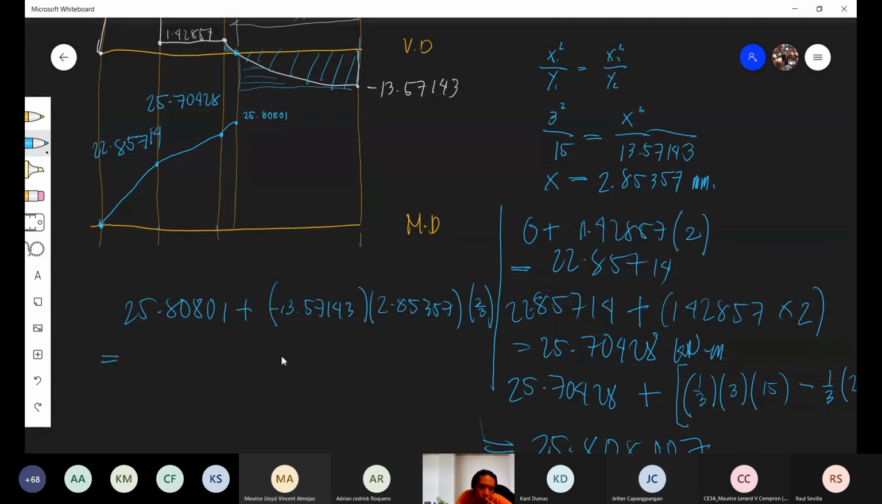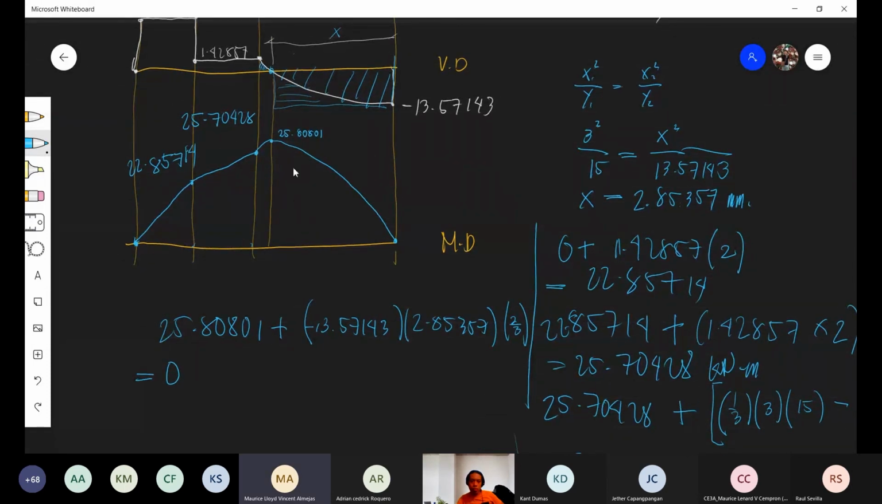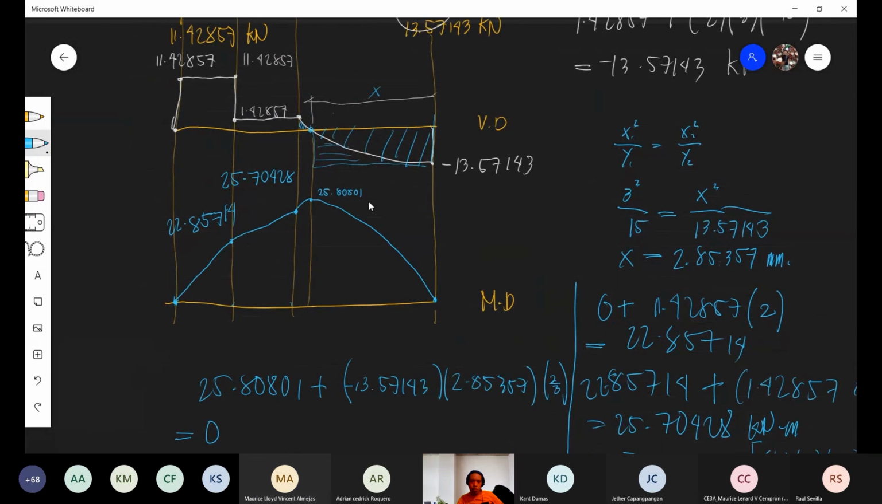So I'm expecting 0. If the values are exact, it should be 0. We got negative 0.01001, which is supposedly 0. So the maximum moment is 25.80801.